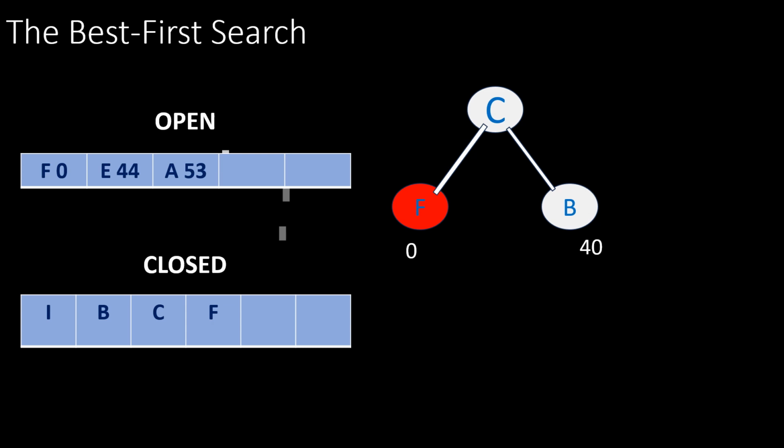So we will put F in the closed priority queue. So we will get the path such that the first node will be I, the next node will be B, then C, and the final F.